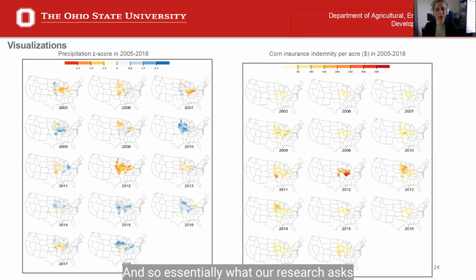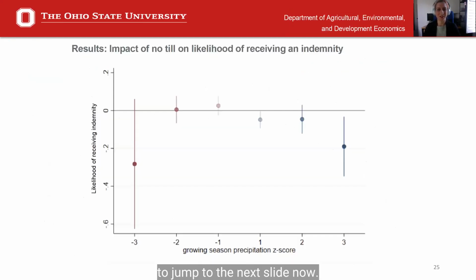And so essentially what our research asks is, to what extent do conservation practices mitigate that difference? And so our counties that do not receive a lot of payouts, even following extreme weather events, is that being influenced by these conservation practices? And so I'm just going to show a brief preview of a couple of our results. Obviously there's a host of results and it's a very short time window, but just to give a flavor of what we've found, if you want to jump to the next slide now.